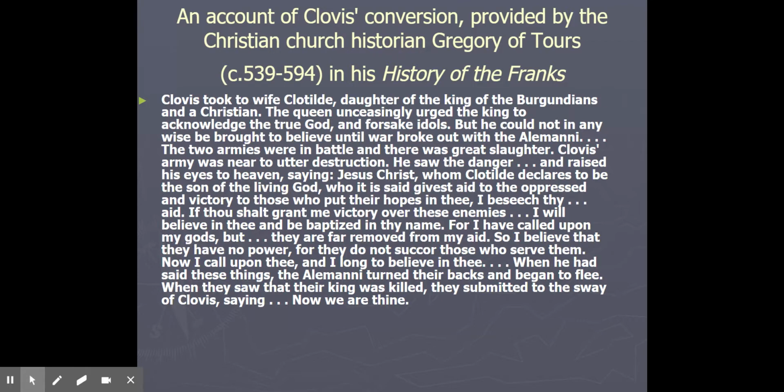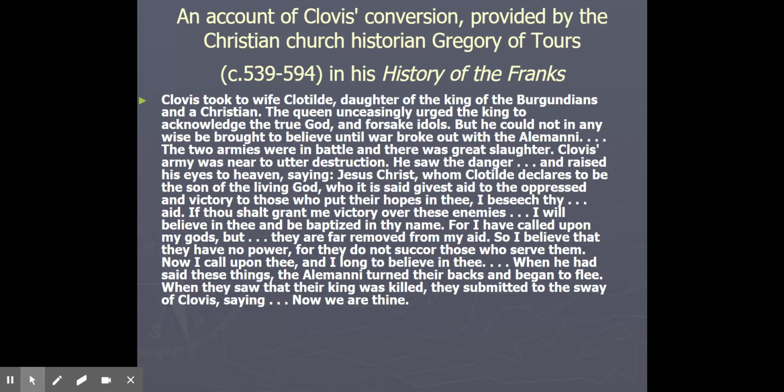For I have called upon my gods, but they are far removed from my aid. So I believe that they have no power, for they do not succor those who serve them. Now I call upon thee, and I long to believe in thee. And when he had said these things, the Alemanni turned their backs and began to flee. When they saw that their king was killed, they submitted to the sway of Clovis, saying, "Now we are thine."